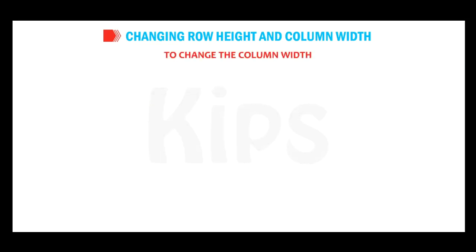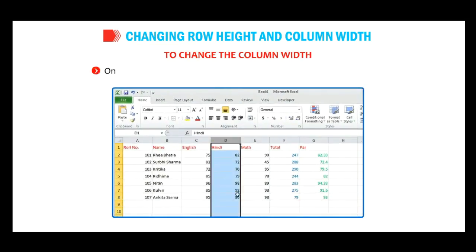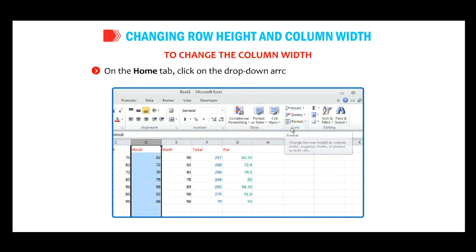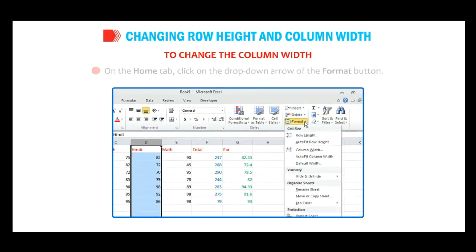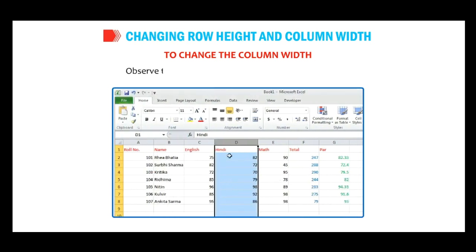To change the column width, select the column. On the Home tab, click on the drop-down arrow of the Format button. From the displayed list of options, click on Column Width. The Column Width dialog box appears. Enter the desired value and click on OK. Observe the change in the width of the selected column.